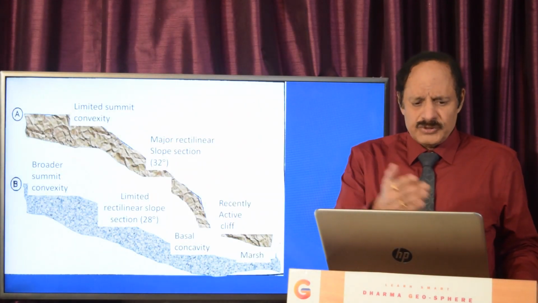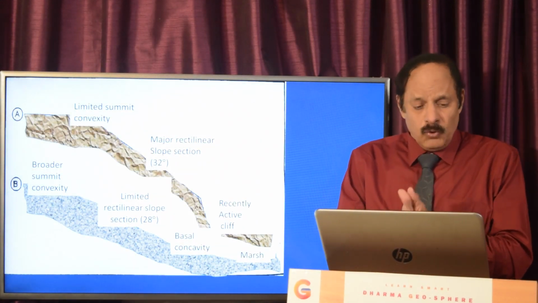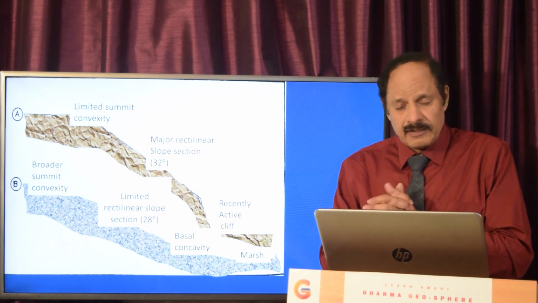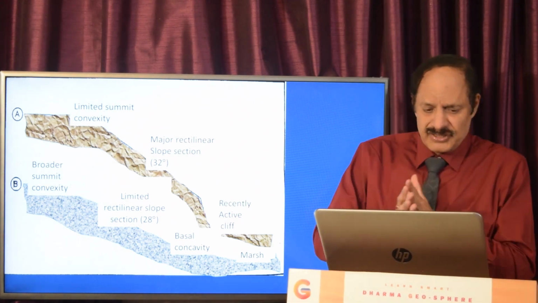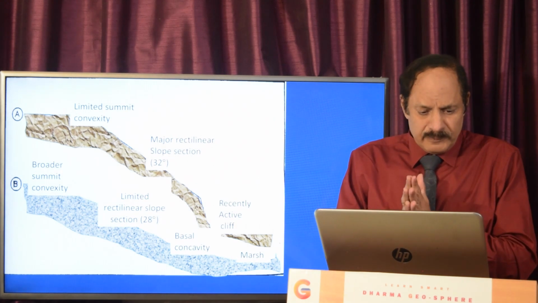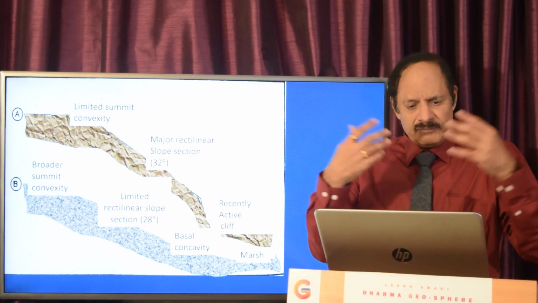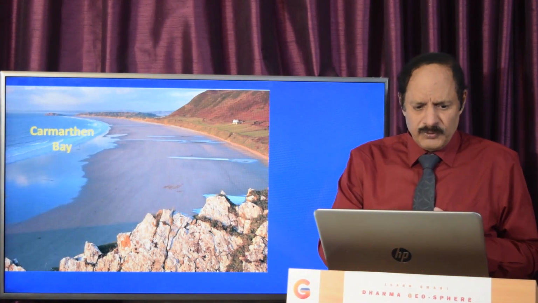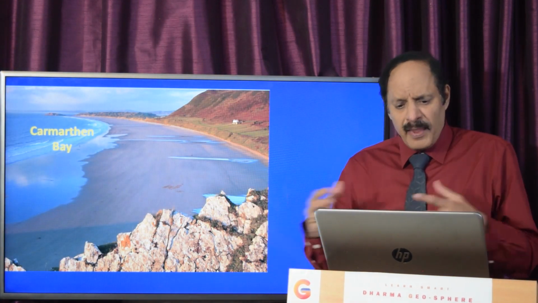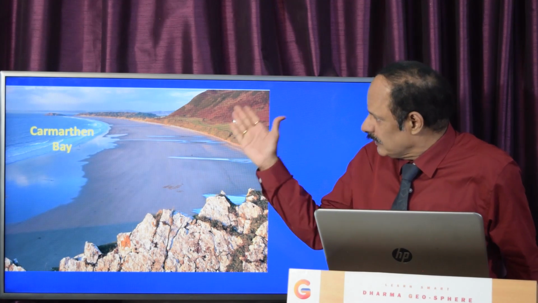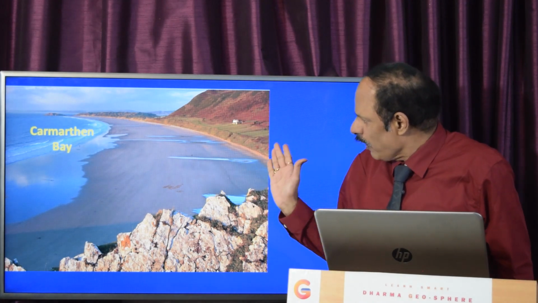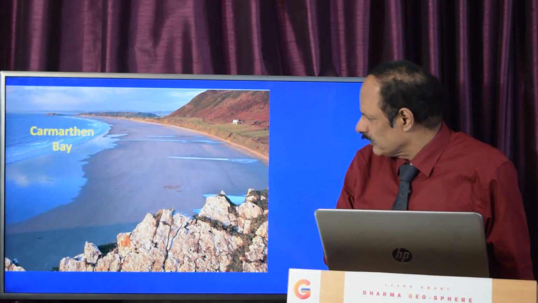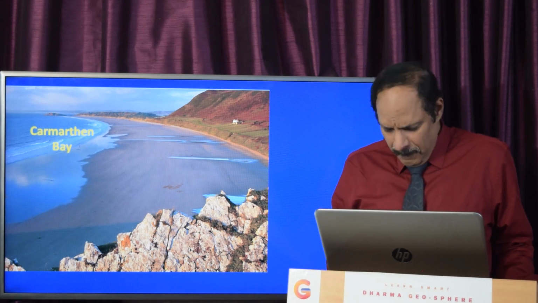So these are the two types of slopes that can result because of the wave action. One could be a broader summit convexity and one with a limited summit convexity. So this is the beautiful Carmarthen Bay, wherein you can see the various kinds of slopes, and how you see that beautiful rectilinear slope as well.